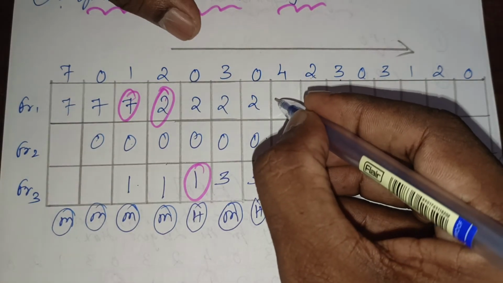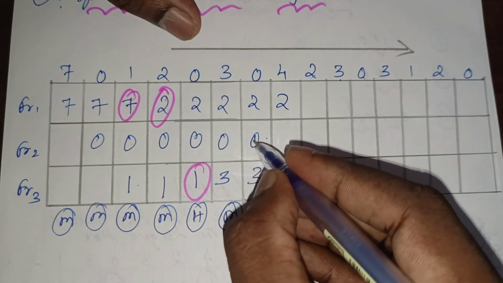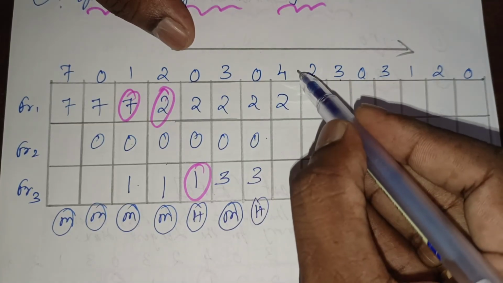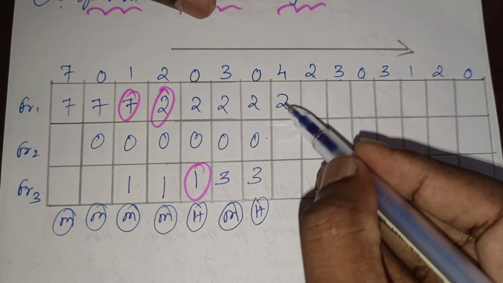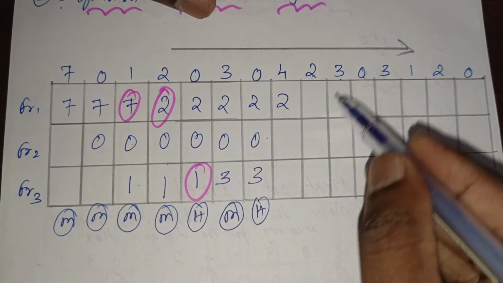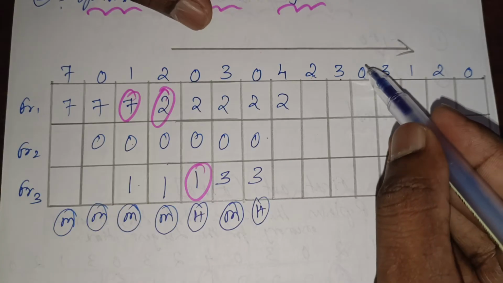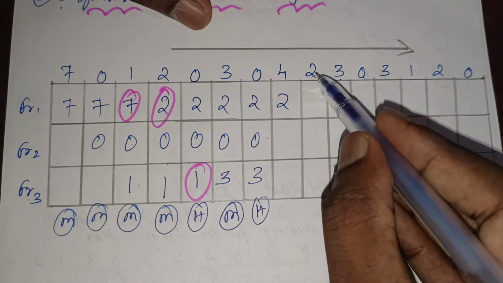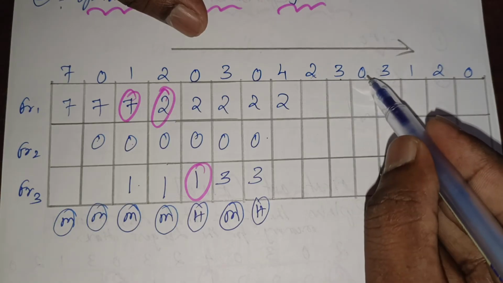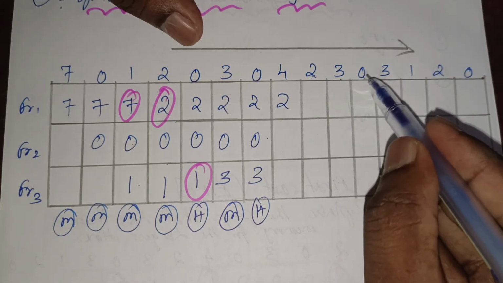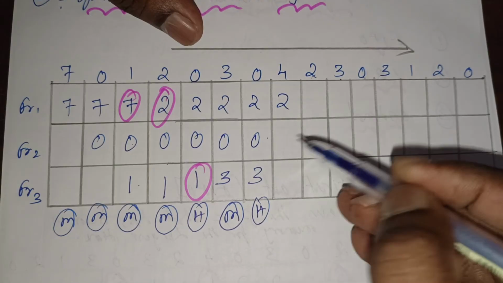So 2 is not replaced and 0 is replaced because it is not used in future for the longest period of time. 2 is used again, 3 is also used. After the 3, 0 is coming. So 0 is not used in future comparing to 2 and 3. Anyway, it is used in future, but after 2 and 3. So the 0 can be replaced, not 2 and 3.